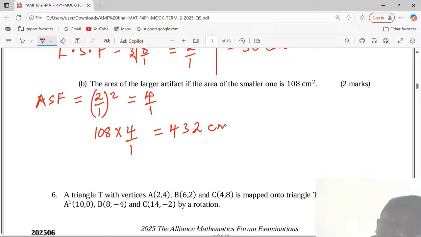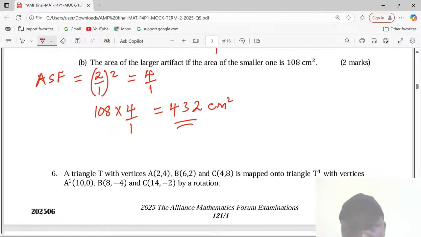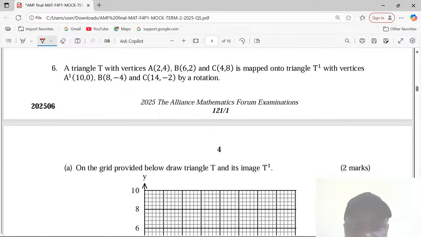432 square centimeters. Look at a very interesting question in number 6. I hope you are getting me clear.